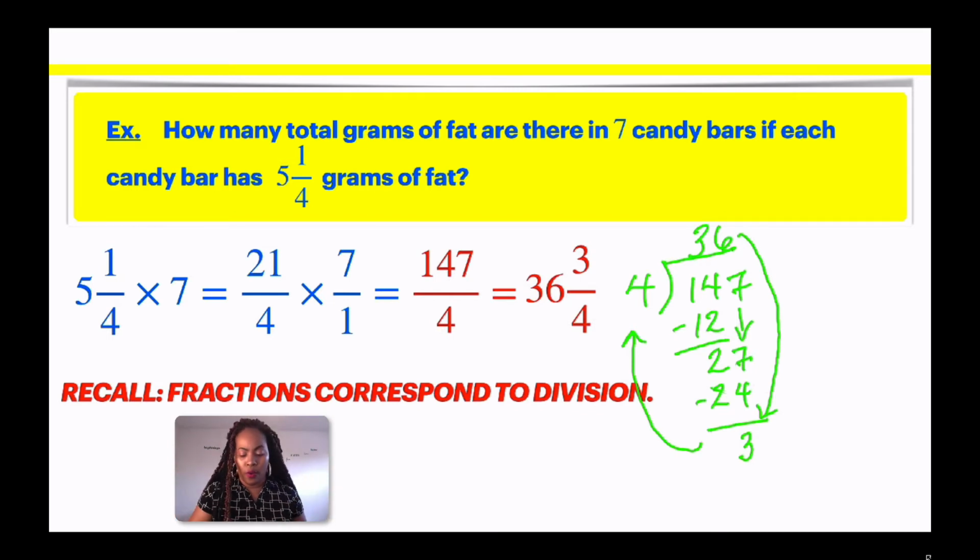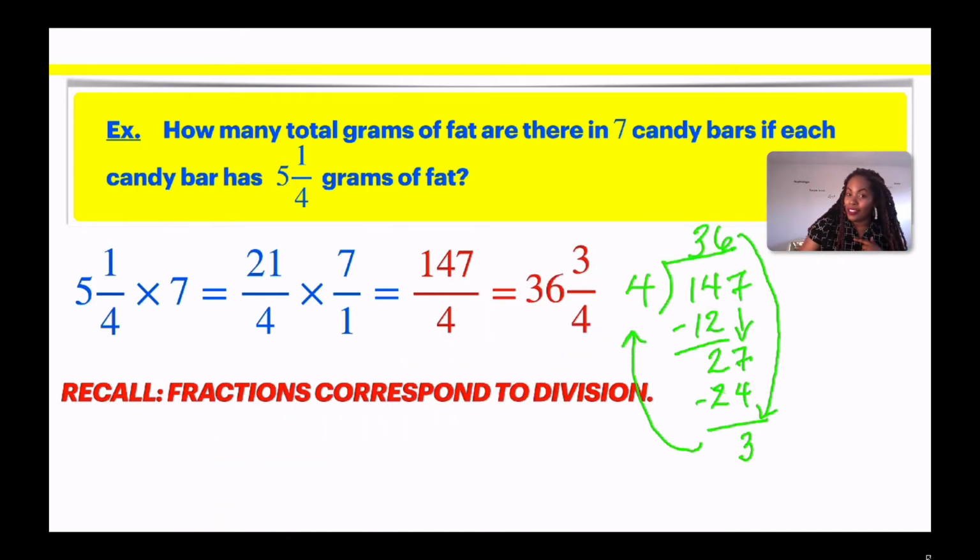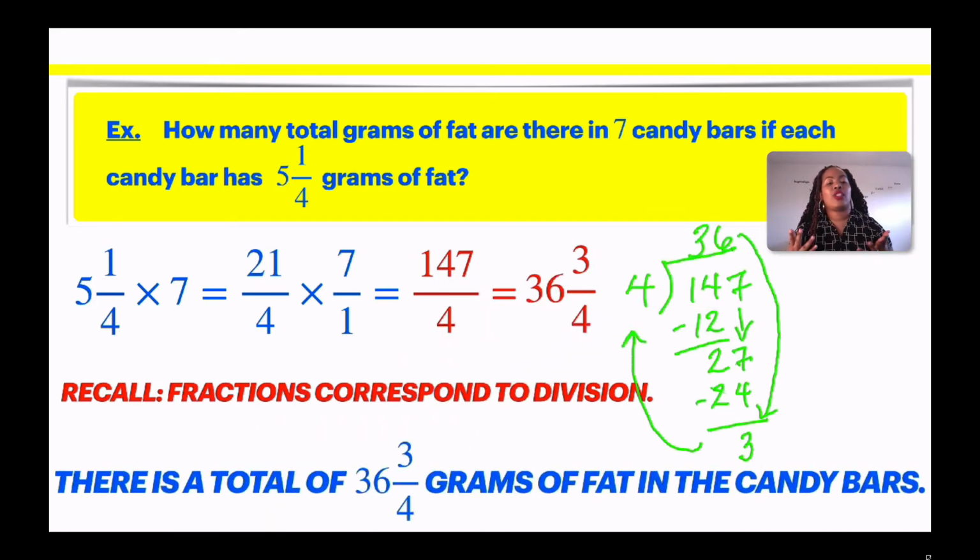So that was so beautiful. Now let's move forward and try a new problem. I hope you guys are ready. But before we do, you must answer the question in English. And to answer the question, there is a total of 36 3/4 grams of fat in the candy bars. Wonderful work, everybody. Woo! Now, let's move on.